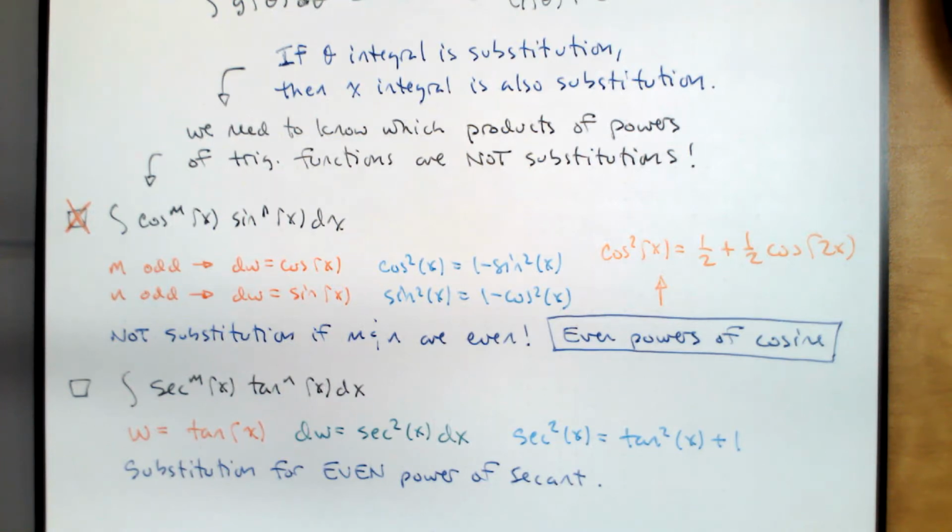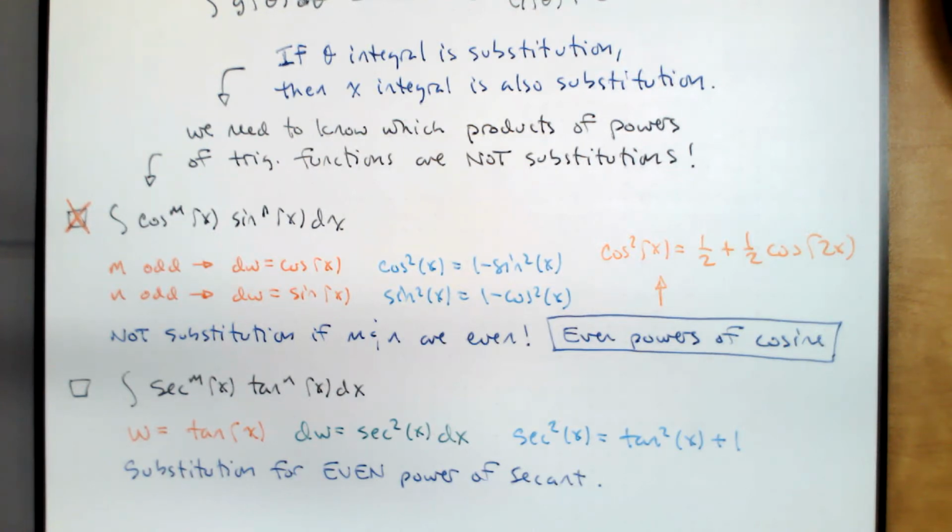That's why our thinking is based on the dW, not the W. If I have the integral of secant to the 4th, I'm still making the substitution W equals tangent. Because the substitution really starts here at the dW. That's where we make our decision. Even powers of secant, no problem.